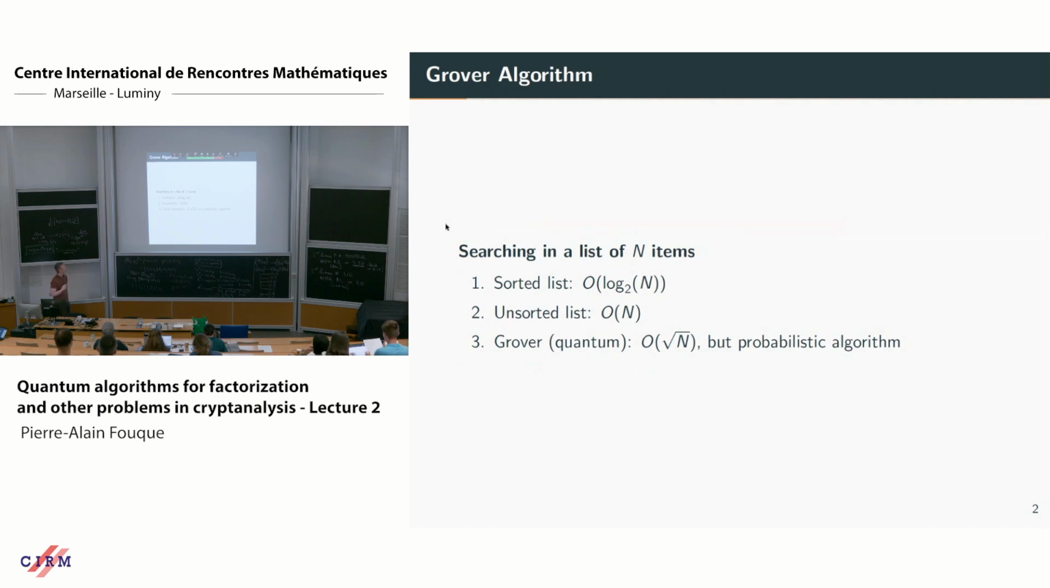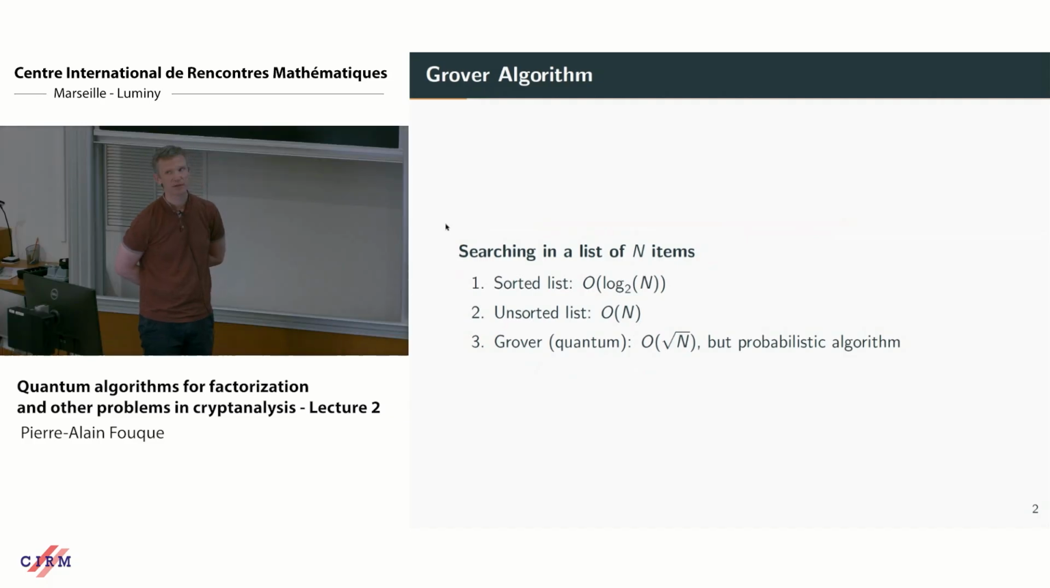And you can, in fact, Grover's algorithm can do this in square root of n. Okay? So the algorithm is probabilistic. So at some point there is some probability of error, but the probability can be made very low. Okay? And so it's a very interesting algorithm, and it has nice applications in symmetric crypto.